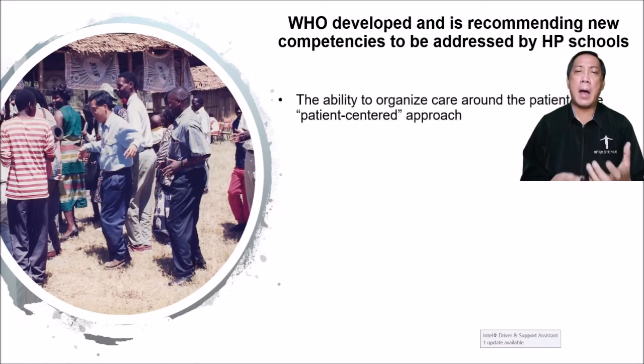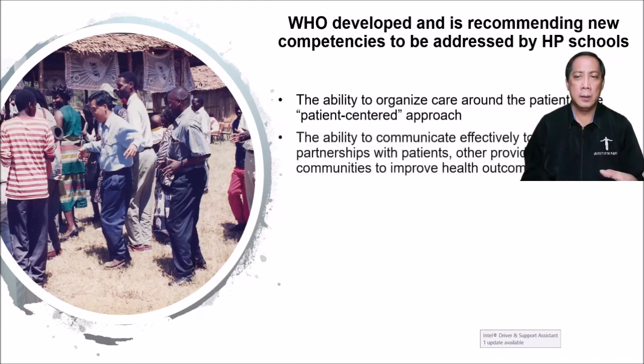And when we talk about that compassionate care or that holistic care, we talk about the ability of the doctor or the health professional to organize health care around the patient-centered approach. And who is around the patient? The family, the community. It would also involve communicating effectively to facilitate partnership with patients, other providers, and communities to improve health outcomes.